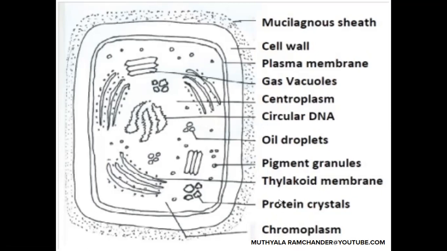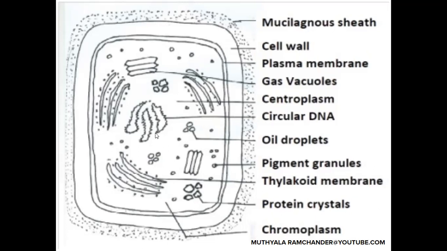In the chromoplasm, oil droplets act as reserved food materials. Pigment granules also help in the storage of food material. They synthesize proteins, fats and lipids, and sometimes act as reserved food material. And protein crystals are also reserved food materials in the chromoplasm.